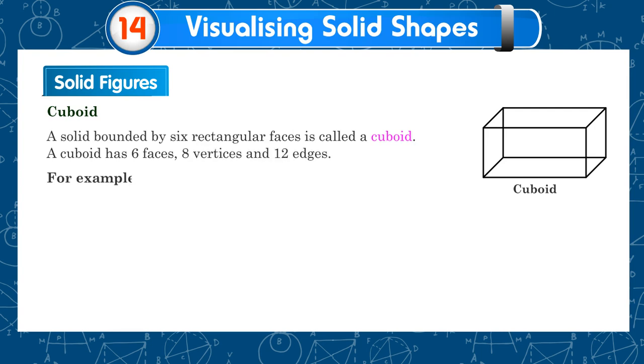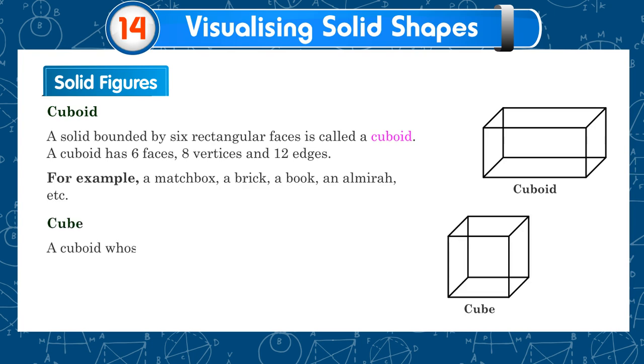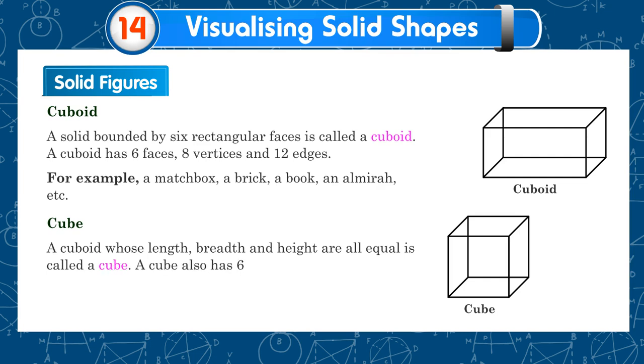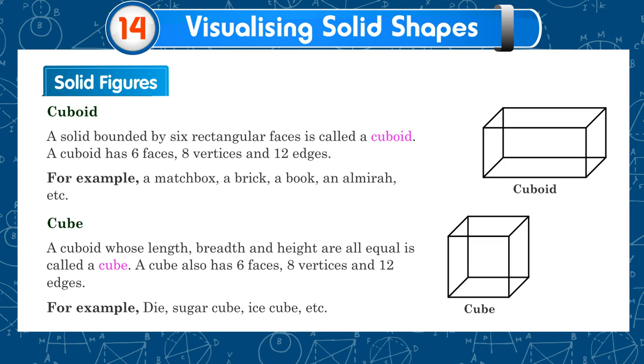For example, a matchbox, a brick, a book, an almirah, etc. Cube. A cuboid whose length, breadth and height are all equal is called a cube. A cube also has 6 faces, 8 vertices and 12 edges. For example, die, sugar cube, ice cube, etc.